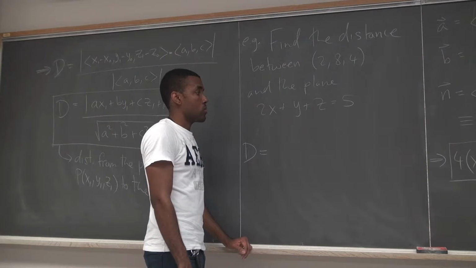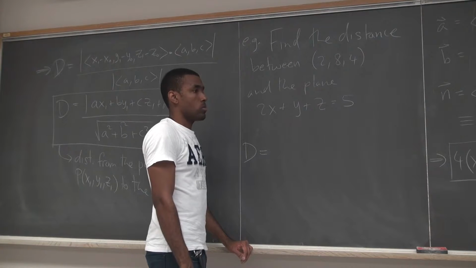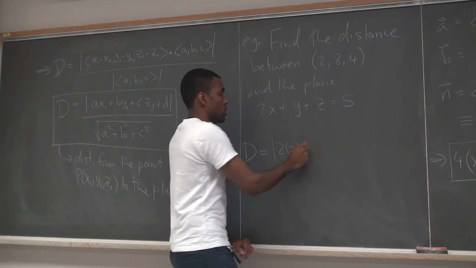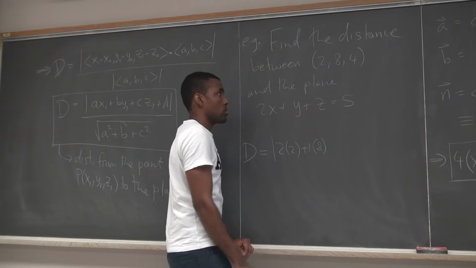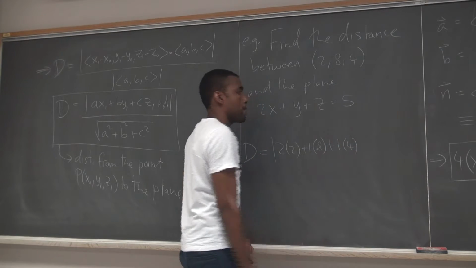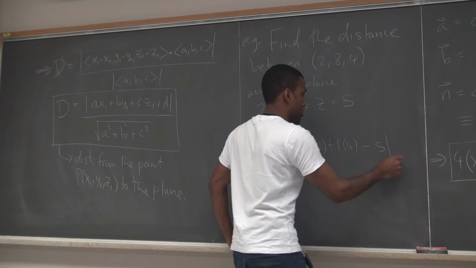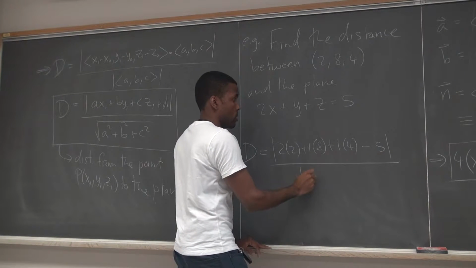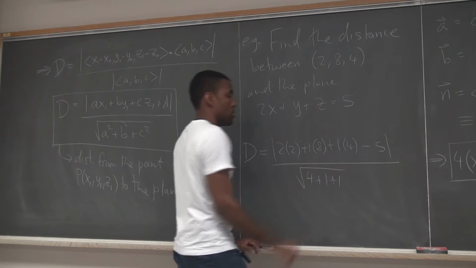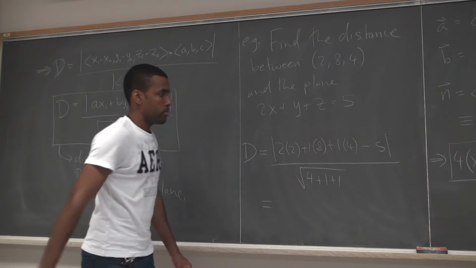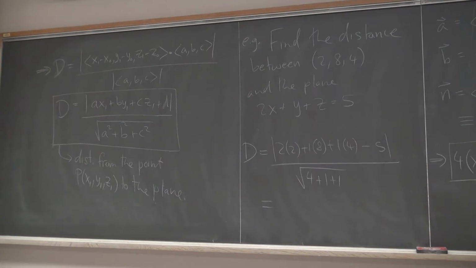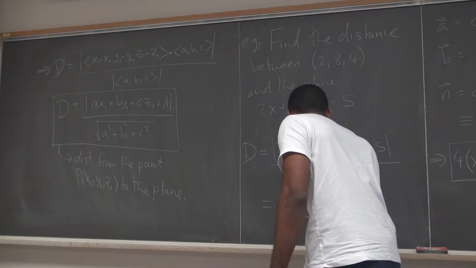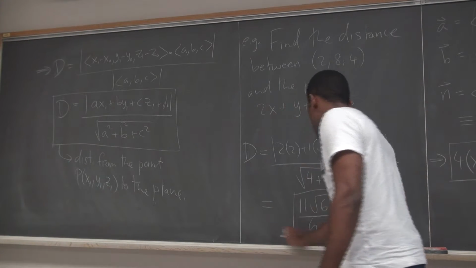What about here? What's the distance? The absolute value of 2 times 2 plus 1 times 8 plus 1 times 4 minus 5, divided by the square root of 4 plus 1 plus 1. That's it. And what does that simplify to? 11 radical 6 over 6. Do you feel like rationalizing?